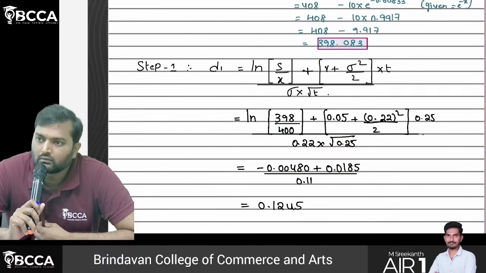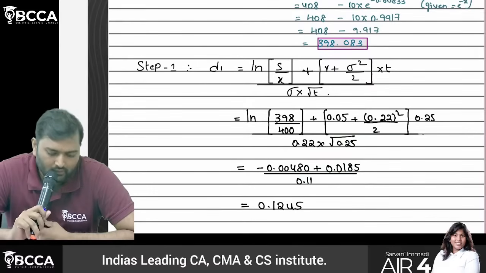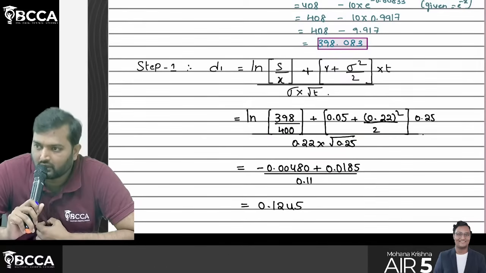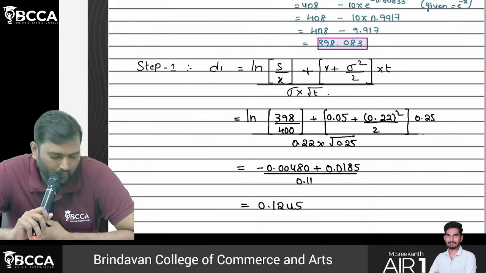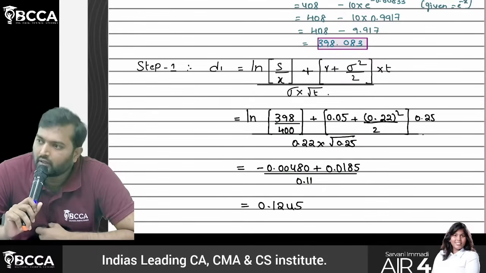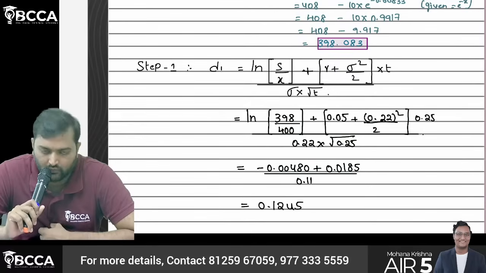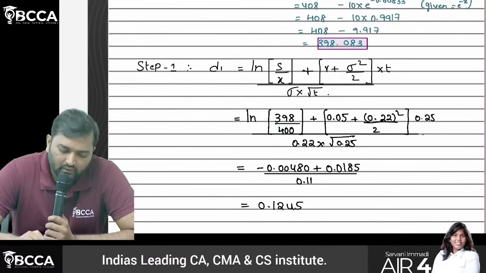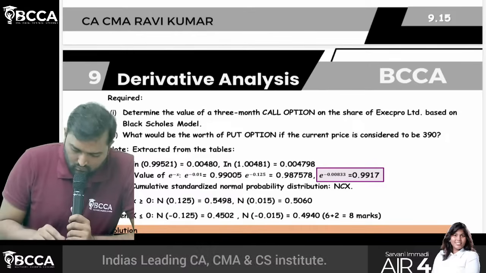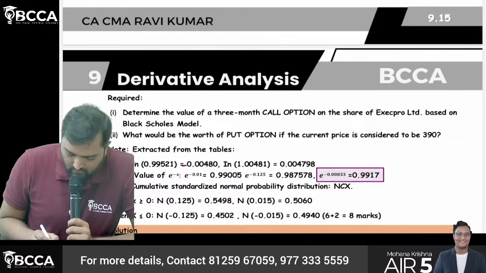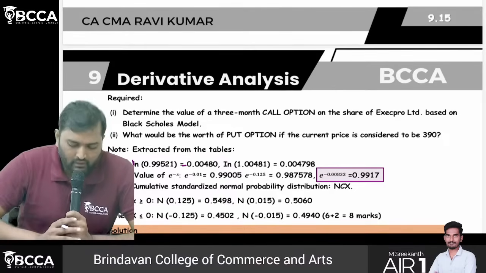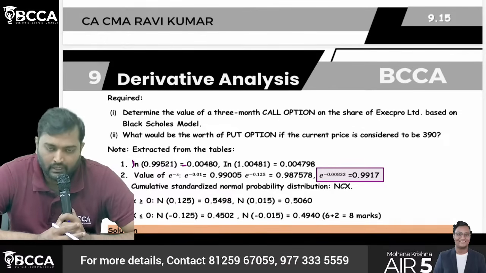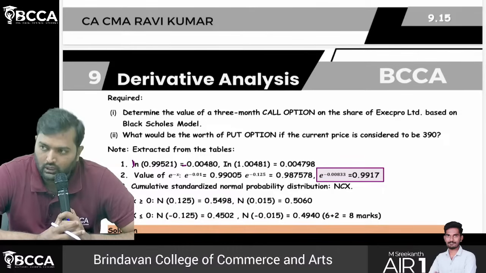Plus R, 0.05, plus standard deviation 22% means 0.22 square, divided by 2, into 0.25, divided by 0.22 into square root of 0.25. Okay, so the natural log value is also given. Natural log of 0.99521 is equal to minus 0.00480. In the question bank, the minus symbol is missing.